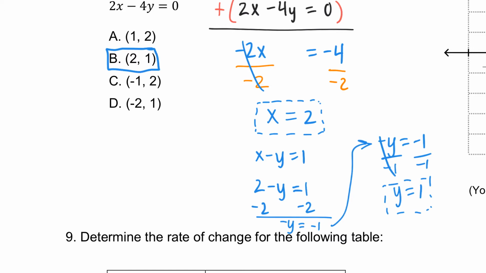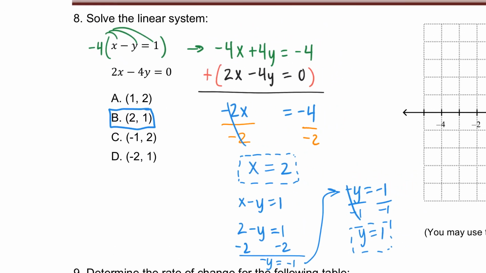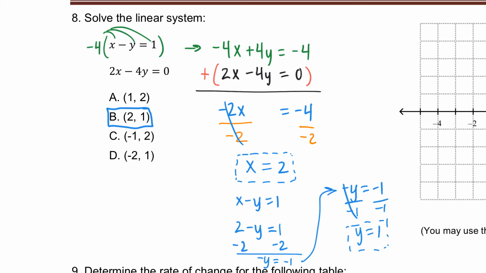How would you know if your answer is correct? Well, you can go back in and plug in 2 for x and 1 for y into both equations and just make sure that it works for both of them. And if you do that, it does. All right, so that's 8.